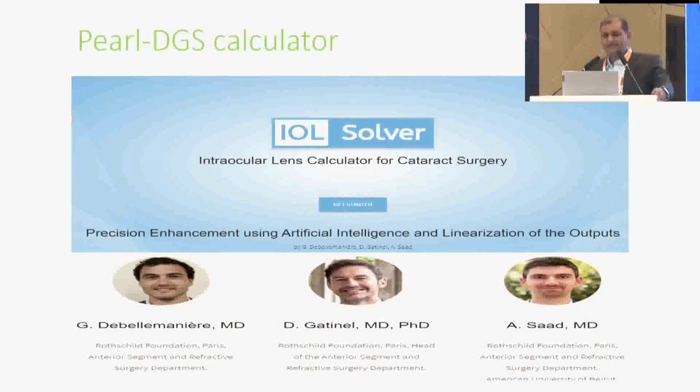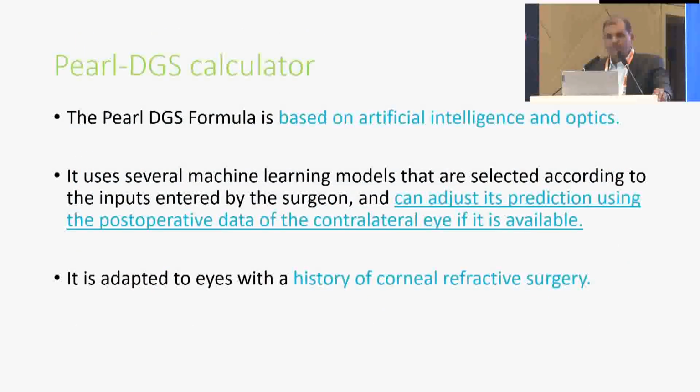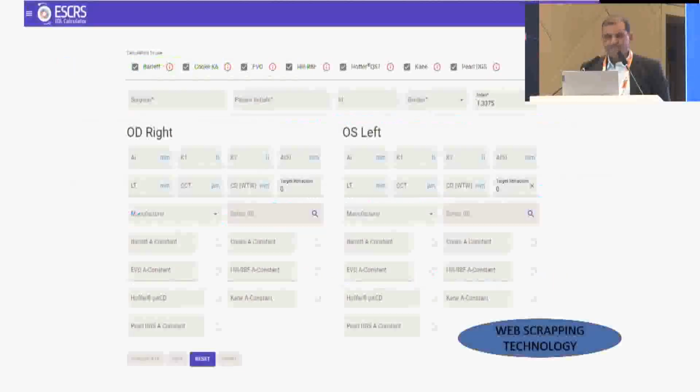The Pearl DGS calculator is another good calculator. These three gentlemen introduced this calculator, and it works based on artificial intelligence and pure optics. They have another additional advantage that they can adjust the prediction of the post-operative data using the fellow eye. Suppose you have a refractive error in one eye, so you should use the Pearl DGS calculator where you can plan the correction for the other eye.